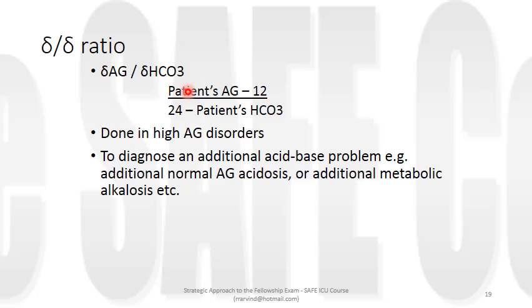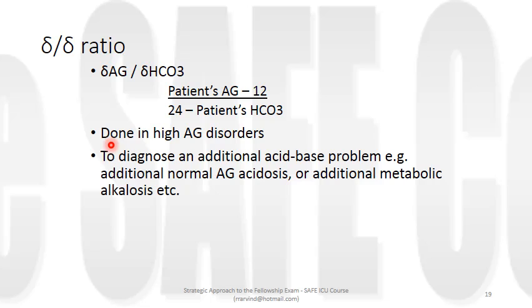So what is it? The numerator is the patient's anion gap minus the reference range anion gap, so the normal anion gap of your lab. The denominator is the normal bicarb for your lab minus the patient's bicarb. So it's the deviation of the anion gap from normal divided by the deviation of bicarb from normal. That's all there is.